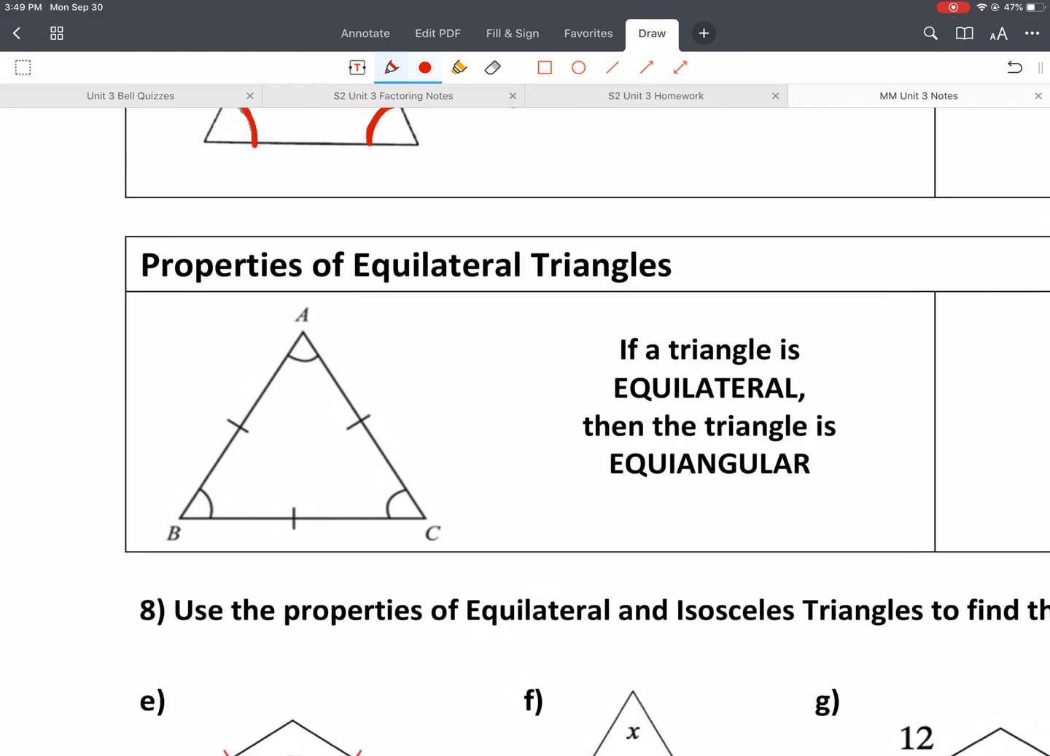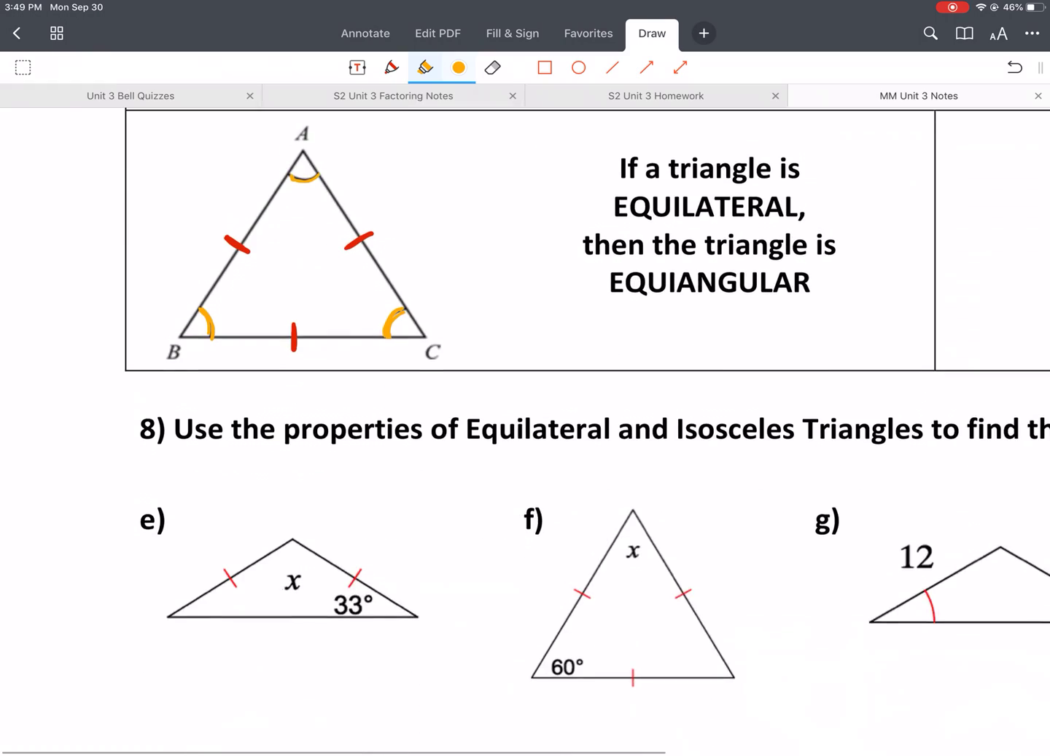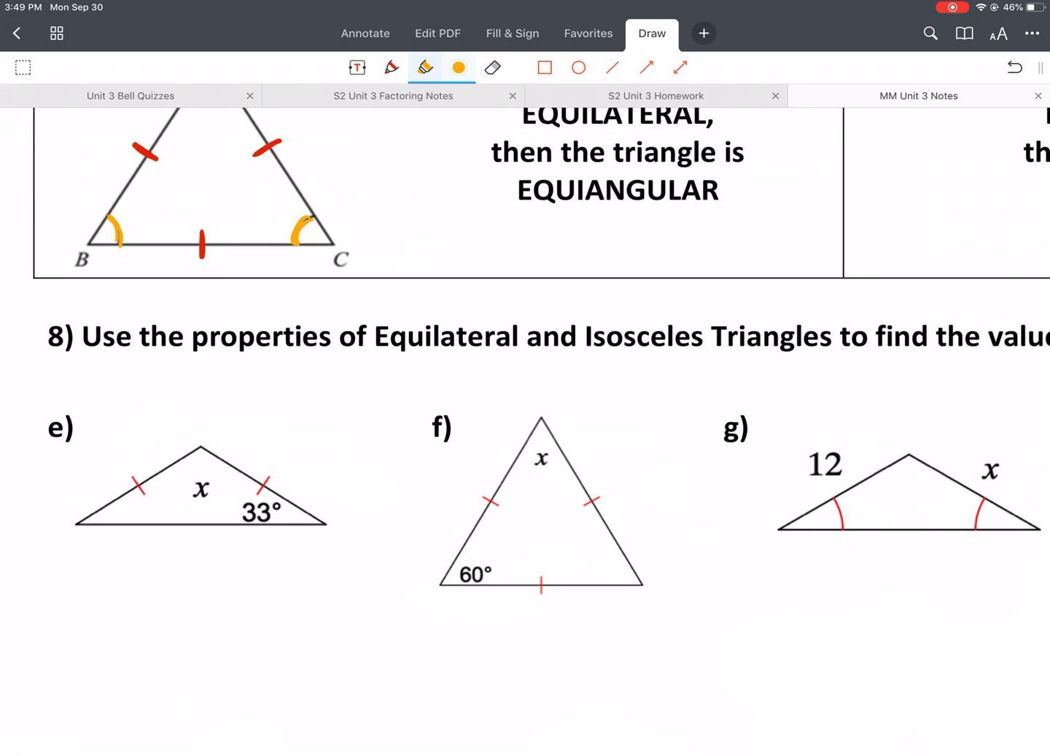Properties of equilateral triangles. Equilateral triangles tell us that all three sides are congruent, but this tells us that if a triangle is equilateral, then the triangle is also equiangular. So their angles are also congruent, all three of them. And vice versa, if you have a triangle that is equiangular, then it is also equilateral. So if all the angles are the same, then we know the sides are also the same length. All right, so let's use those properties to solve these types of problems.